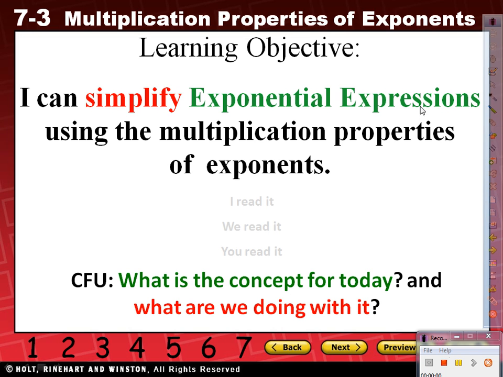Simplify exponential expressions using the multiplication properties of exponents. I can simplify the exponential expressions using the multiplication properties of exponents. Let's read that together. 1, 2, 3. I can simplify exponential expressions using the multiplication properties of exponents.